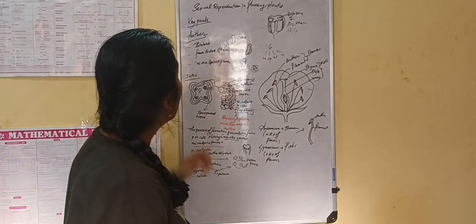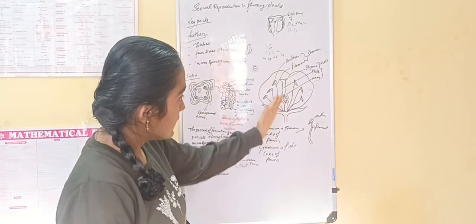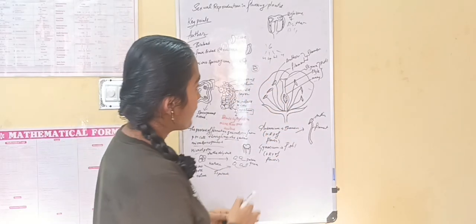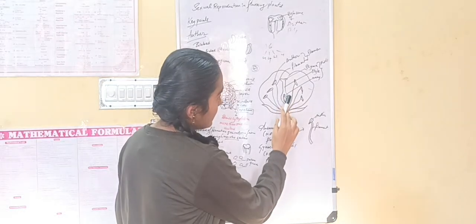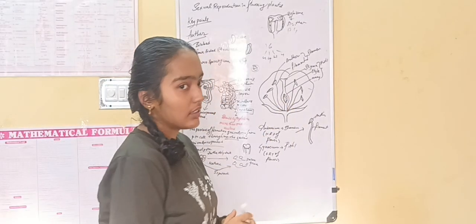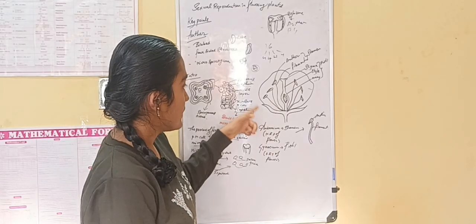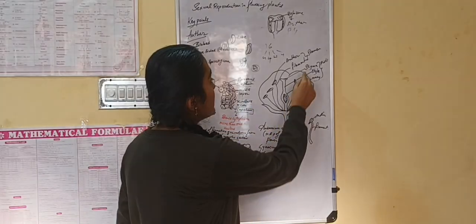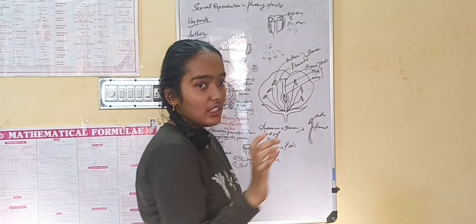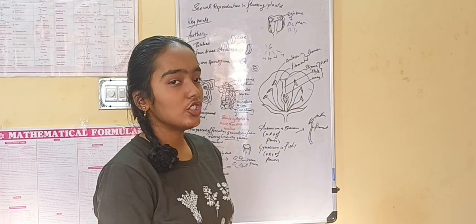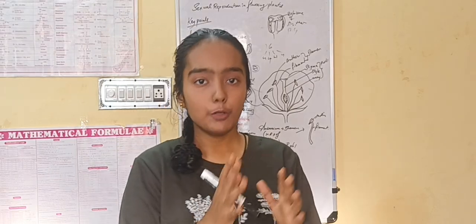So first thing is this is a flower, and I will tell the parts. This is stigma, style, and this is ovary. Basically stigma, style, and ovary, these three combine to form the pistil. The pistil is known as the gynoecium, which is the female reproductive part of the flower.